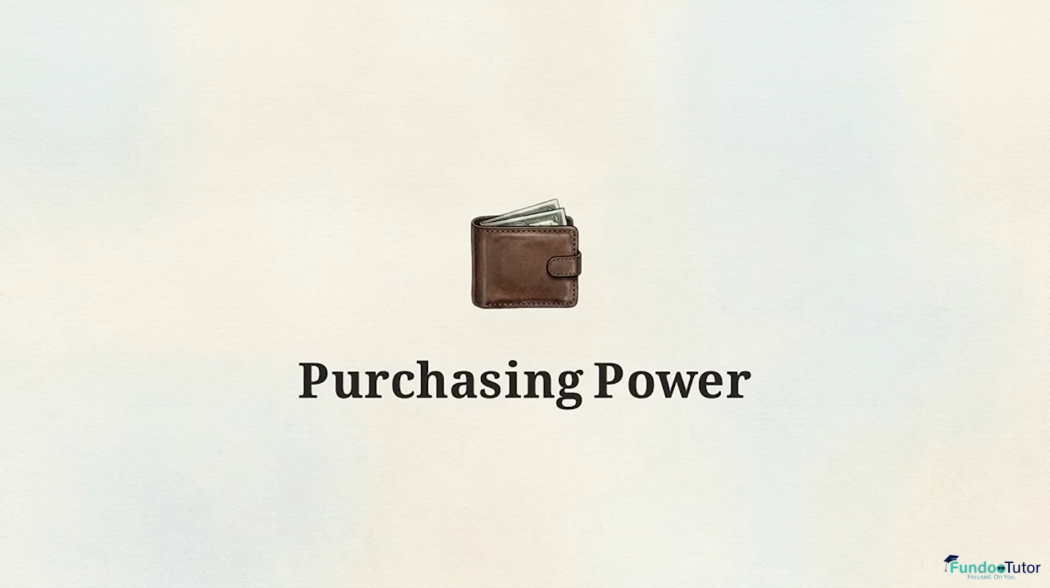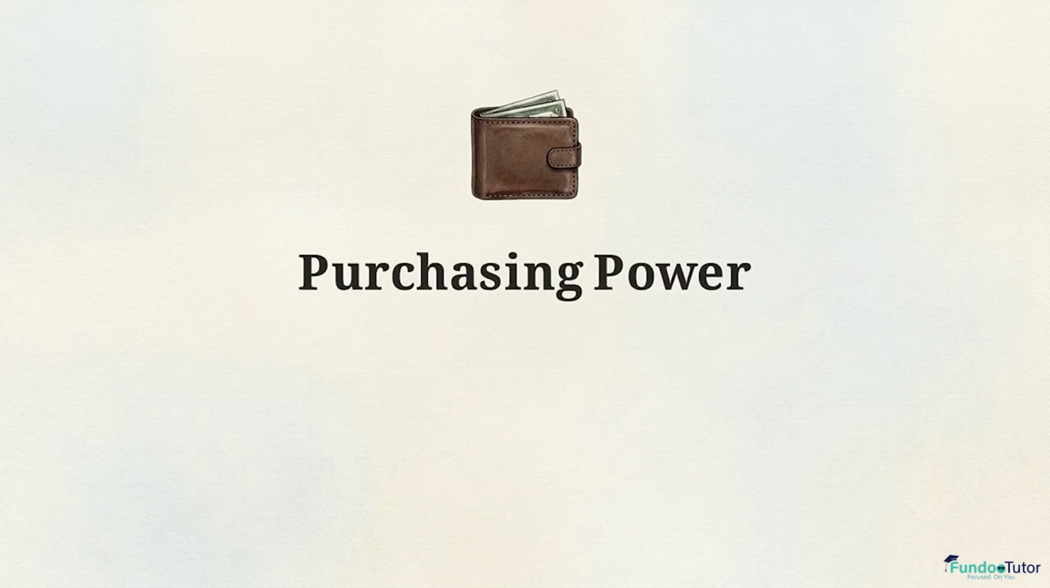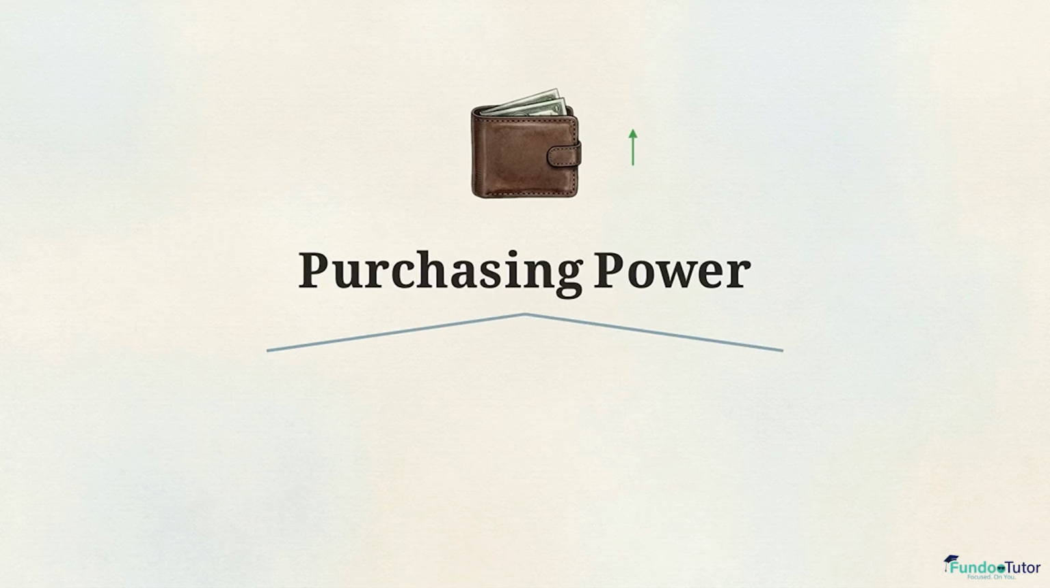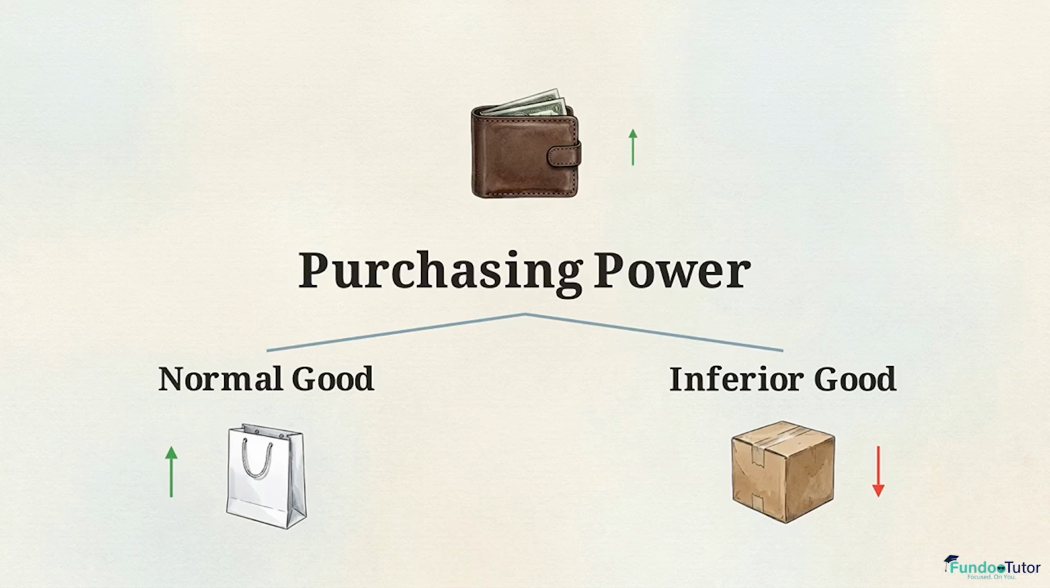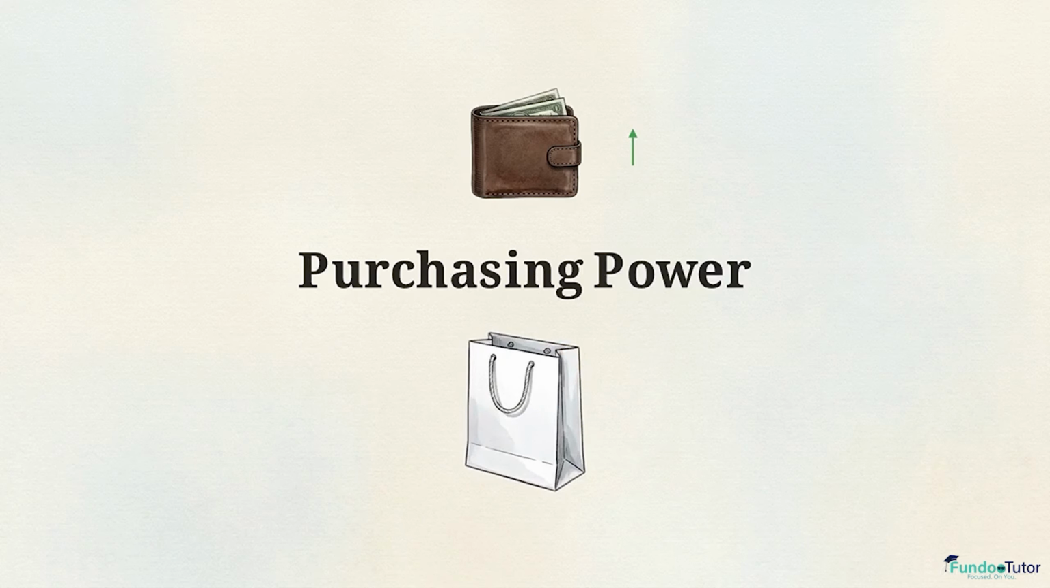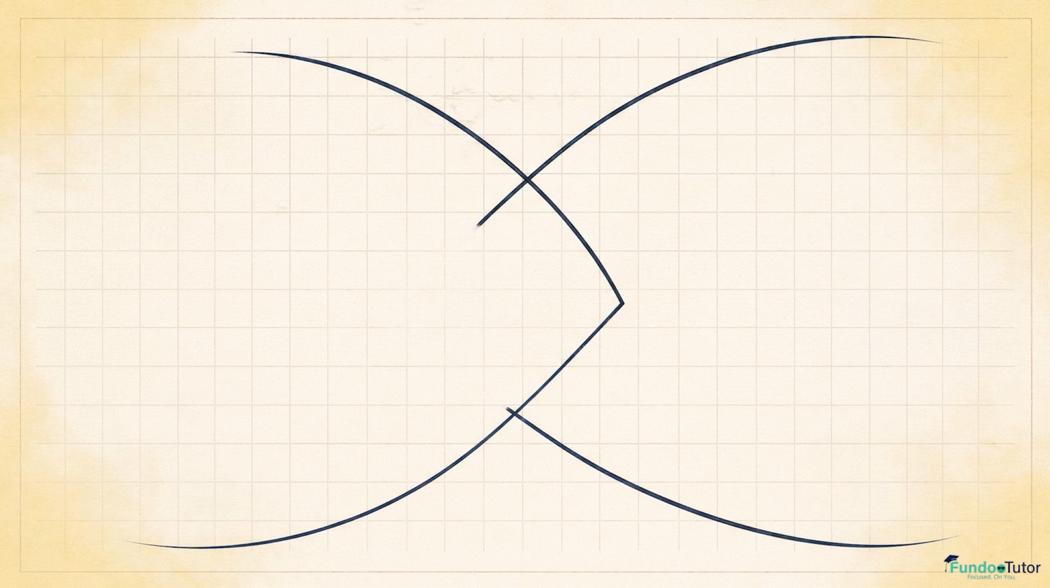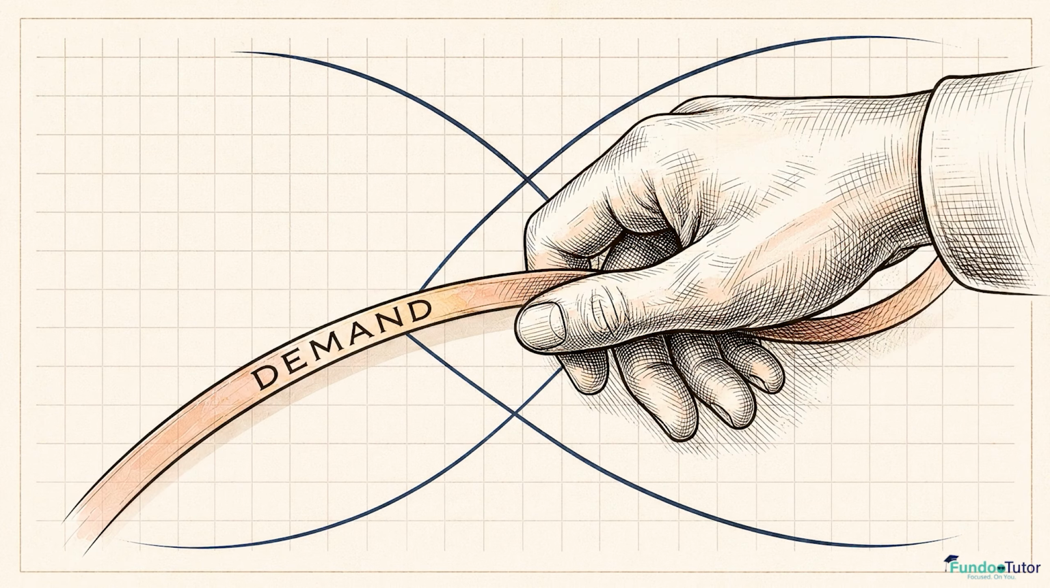When consumer income rises, purchasing power increases, and product demand splits into two paths. For a normal good, which covers most items you buy, higher income pushes demand up. But for an inferior good, higher income actually pushes demand down. As consumers get richer, they abandon inferior goods to buy better quality alternatives. Mastering this topic requires a clear grasp of how changing purchasing power physically shifts market demand.